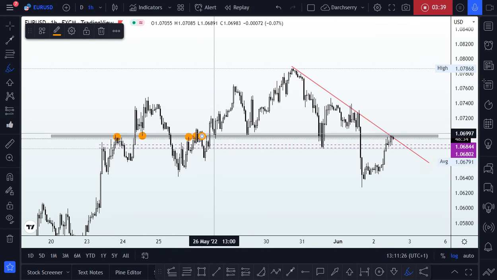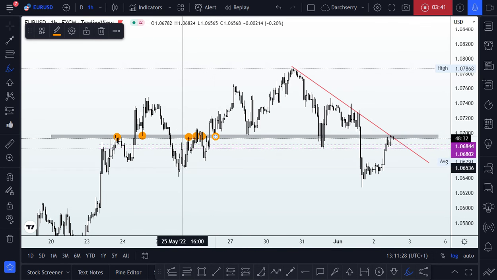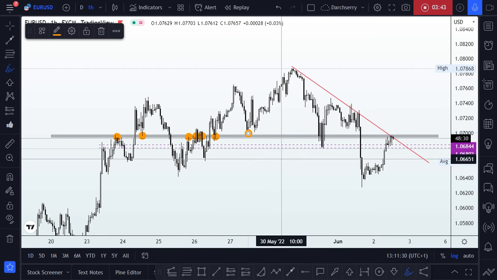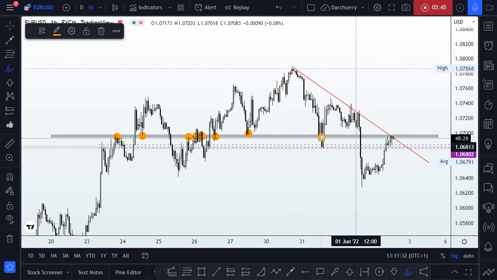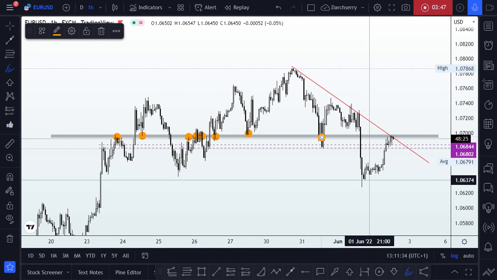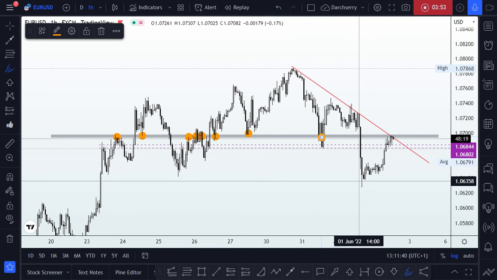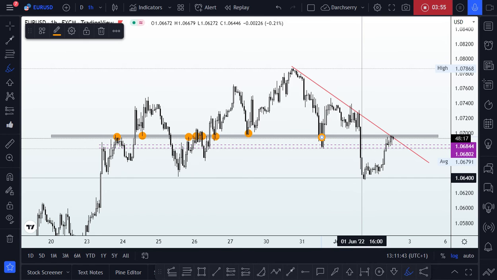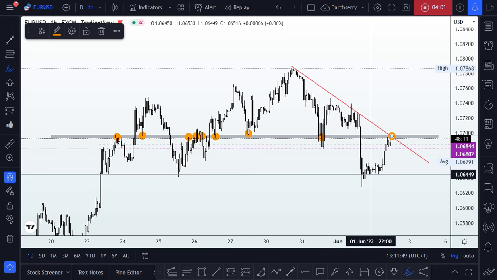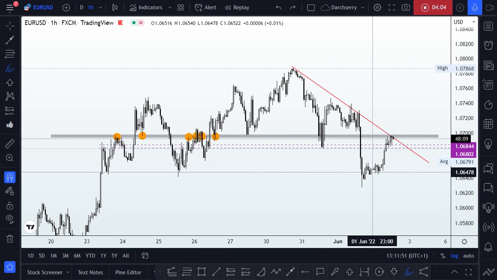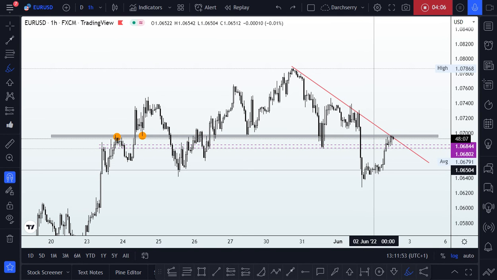Then we saw a breakout again, and this area became a support level. Then we saw this breakdown that happened during the course of yesterday's trading session, giving us a signal that the bears have some momentum to push price further down. So at this area now, I'm thinking this area is going to be a resistance point going into the New York session.